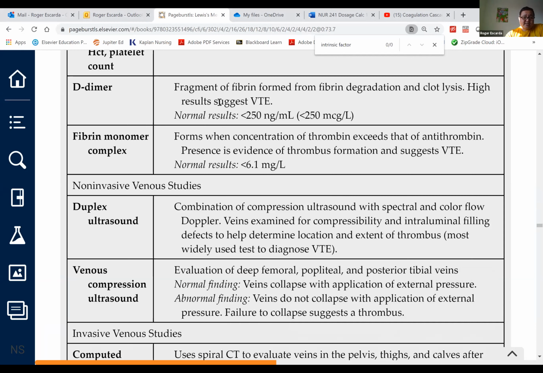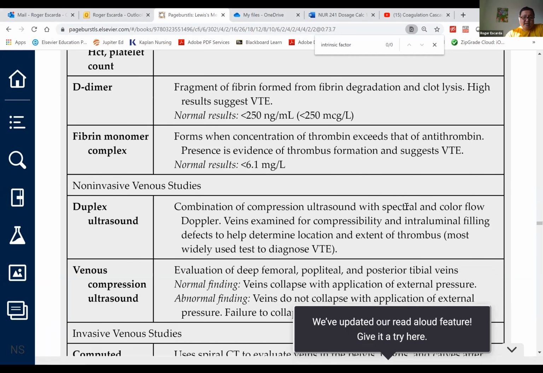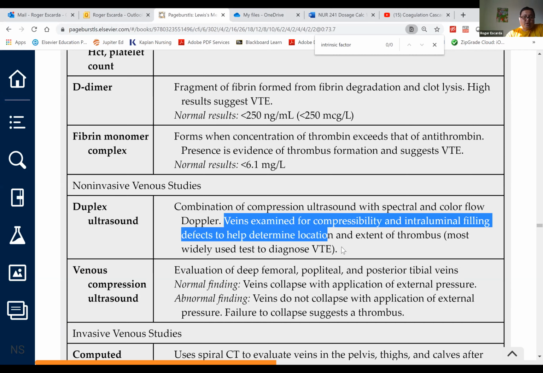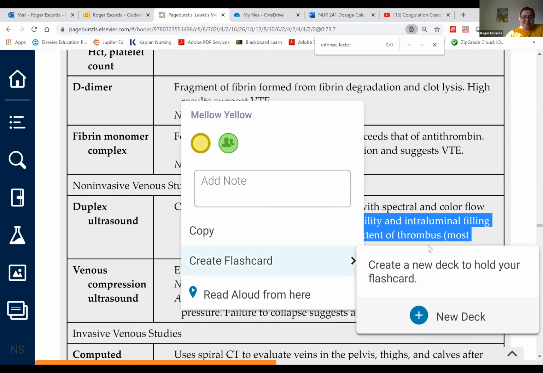So if the results suggest VTE, then you have to make a diagnosis using a duplex ultrasound. Meaning you have to have a visual. You have to find the clot in order to prove that the patient has a clot. So the veins have to be examined and you have to locate where the clot is. Okay.